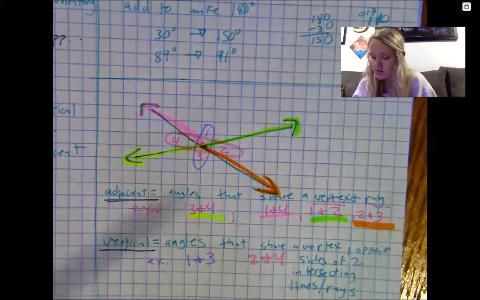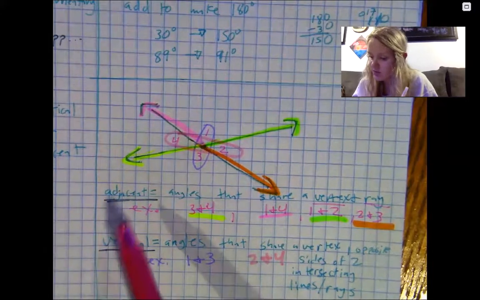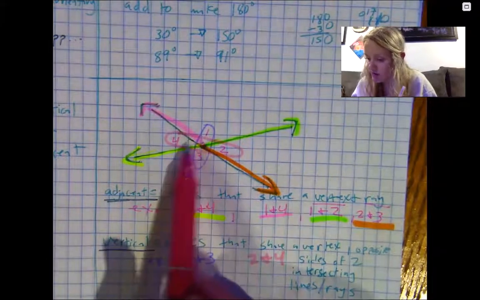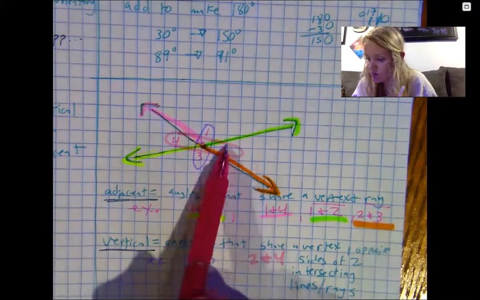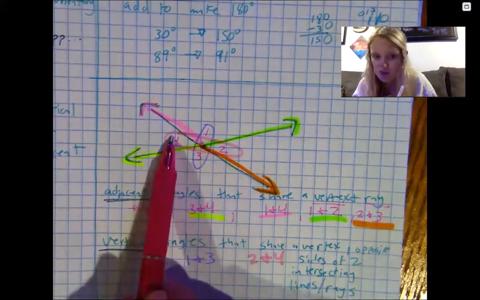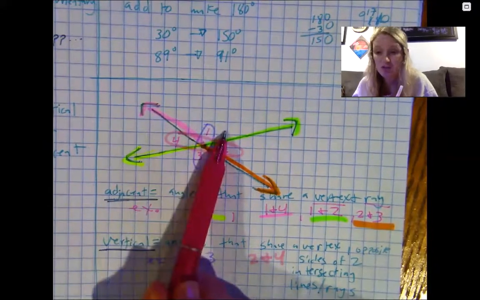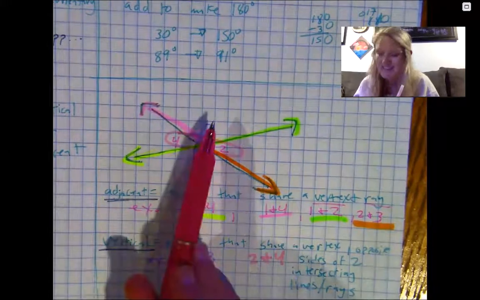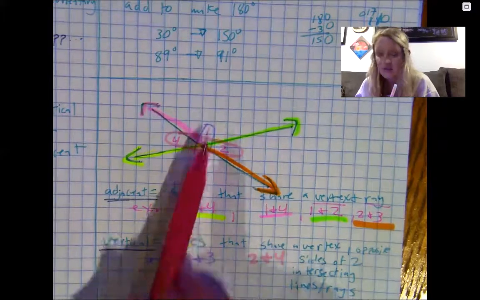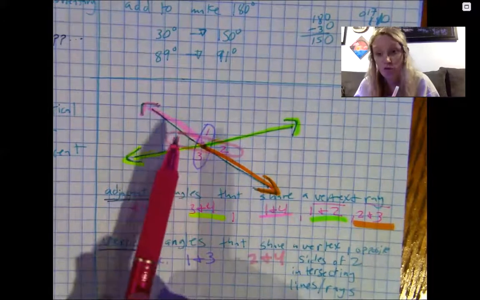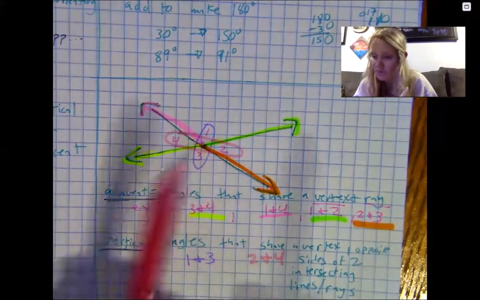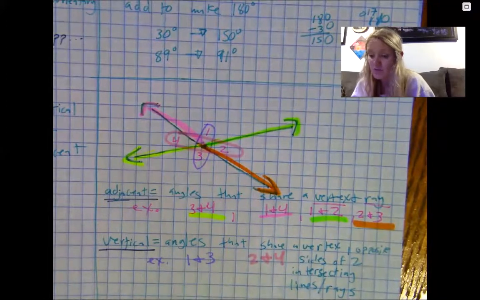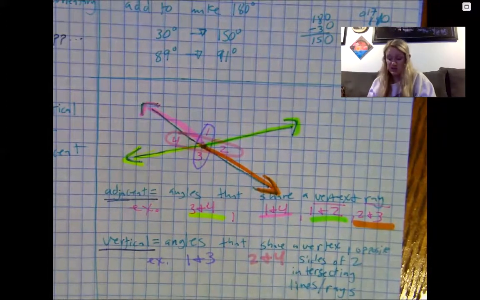Okay, so let's look back here. Adjacent angles share a vertex and a side, so 1 and 2 share a side, 2 and 3 share a side, 3 and 4 share a side, 4 and 1 share a side. Those are called adjacent because they share a side. But if they're on opposite sides of the two intersecting lines, we call them vertical. 4 and 2, 1 and 3. Okay, so this is just a couple ways to classify things.